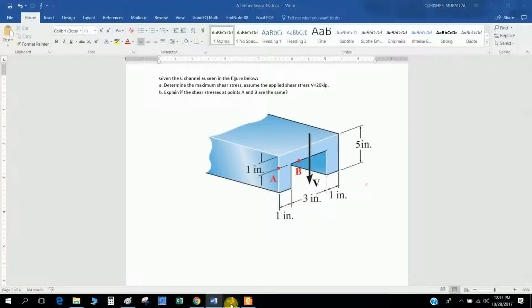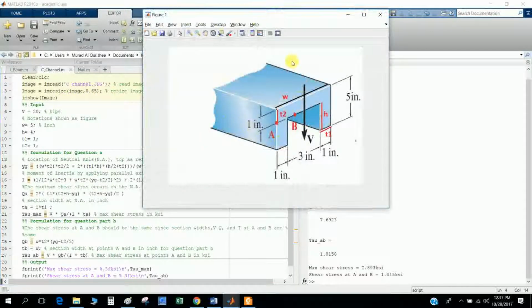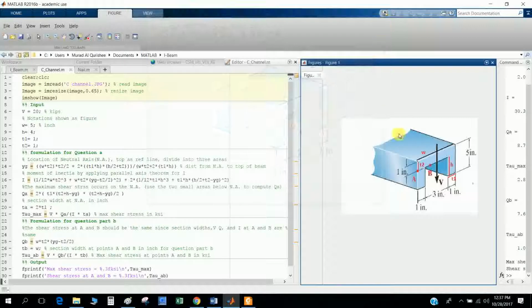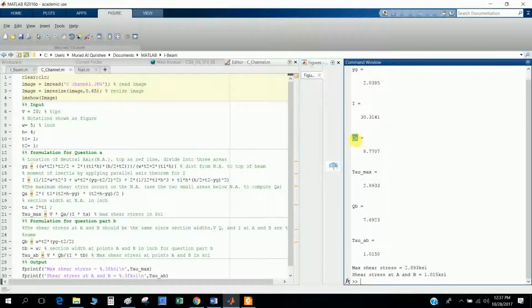So let's go to the main MATLAB script. I save this image as C here. Let's run it, and okay, this comes in here. I undock it. You see here there is the neutral axis distance, moment of inertia, and this term is called the maximum shear stress, which occurs on the neutral axis, tau max, QB, and other parameters.